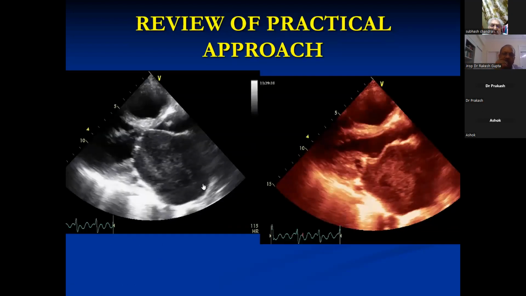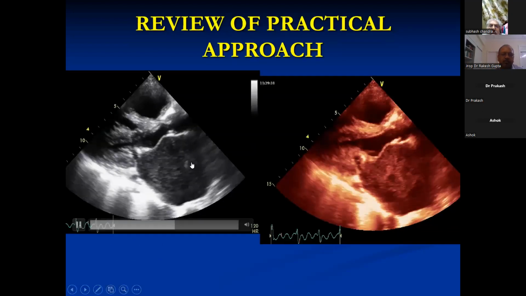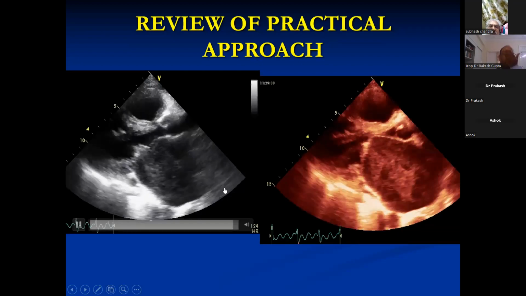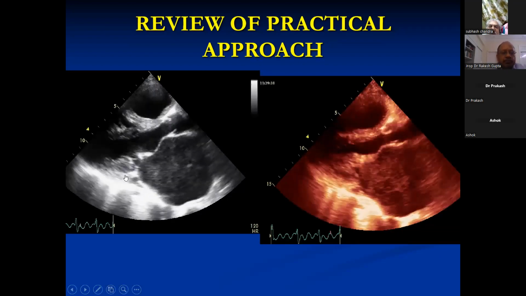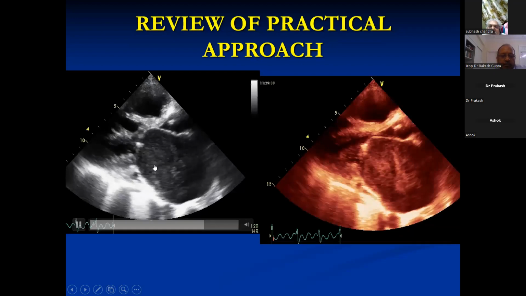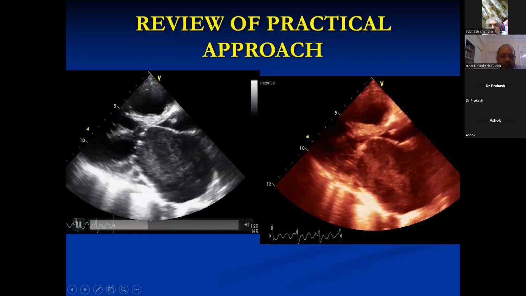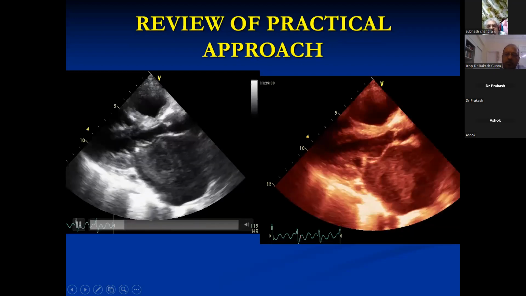So finally, the approach to the patient of mitral stenosis is to start with a parasternal long axis view. Firstly, see whether the patient is in atrial fibrillation. In the parasternal long axis view, you look for about 2-3 things.